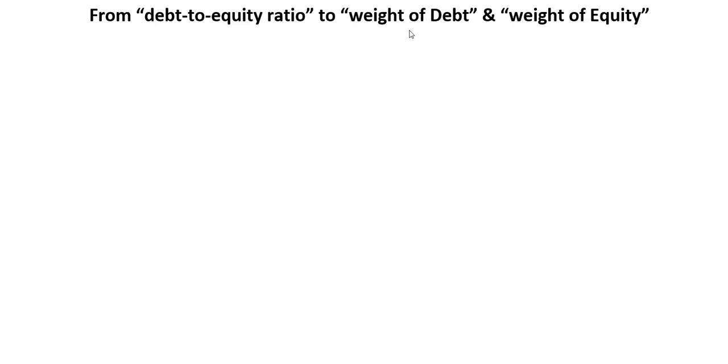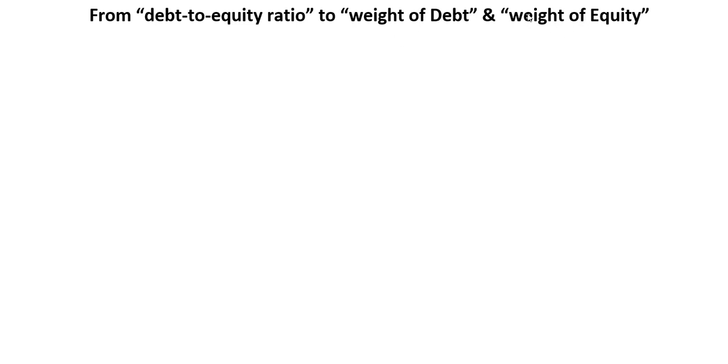What we mean by weight of debt is the percentage of money that a company is working with that is borrowed. So it could be, let's say, 30% or 40%. And the percentage of money that is not borrowed but that is brought in by the owners of the company is known as the weight of equity. So that would be, let's say, the remaining 70% or 60%.